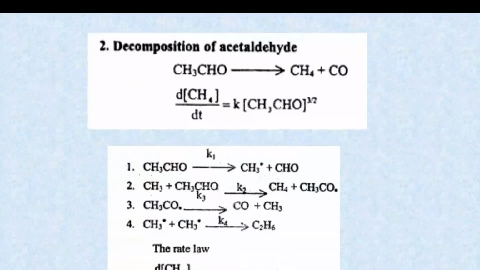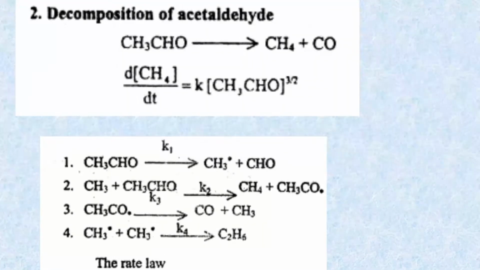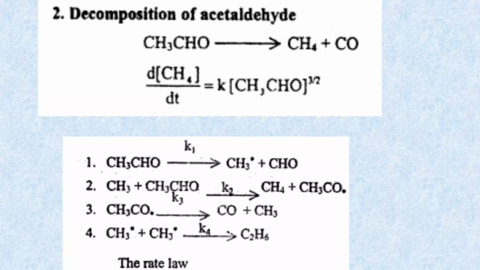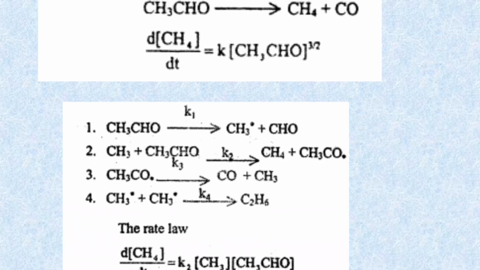Let us see the pyrolysis of acetaldehyde. Acetaldehyde on pyrolysis decomposes and gives methane and carbon monoxide, and the rate of formation of methane, d[CH4]/dt, is given by k[CH3CHO]^(3/2). This is the experimentally derived equation. So we see the mechanism of what happens here.